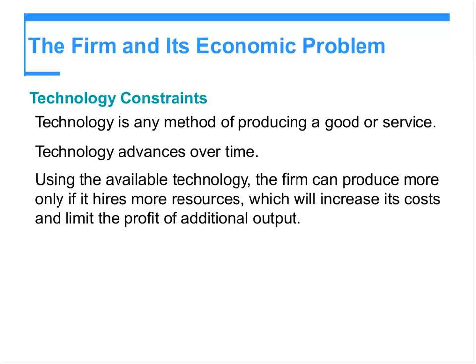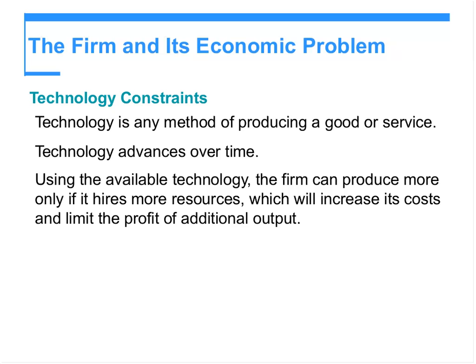As you can see, if you want to use the available technology, the firm can produce more only if it hires more resources. So the more resources you have with the same technology, you most probably increase your cost as well, and the profitability of additional output will be less because you're using the basic technology.